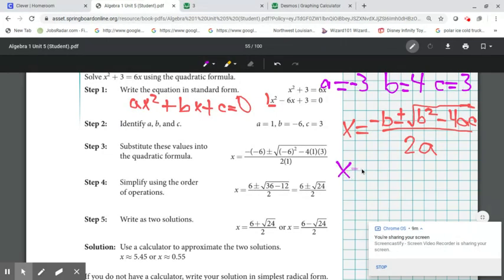So let's plug it in. So it's going to be -4 plus or minus the square root of 4 squared minus 4 times -3 times 3. All right, I'm sorry for that looking so sloppy. All over 2 times a, which is -3.